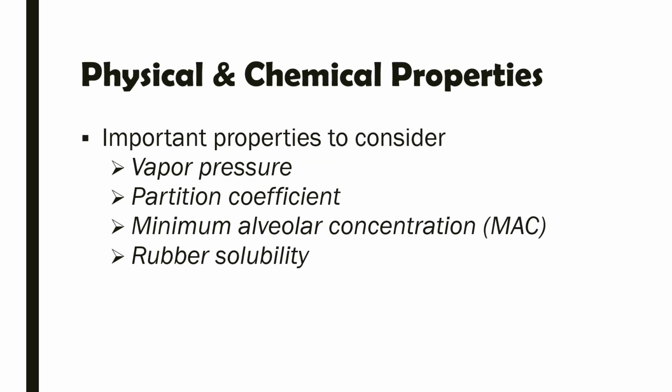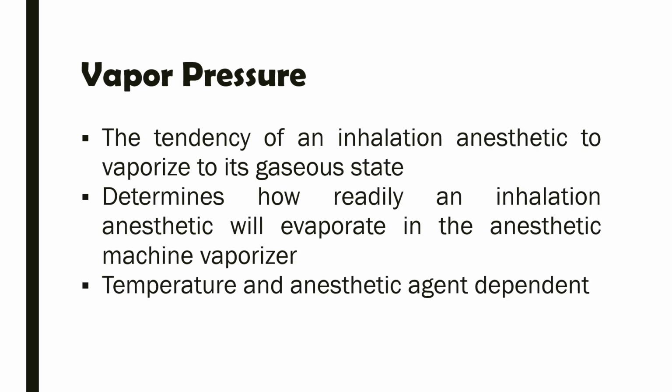The important properties of the inhalant anesthetics that we must consider are, first, the vapor pressure. We also have the partition coefficient, the MAC, minimum alveolar concentration, and the rubber solubility. First property, we have the vapor pressure. When we say vapor pressure of the inhalant anesthetic, this refers to the tendency of the inhalation anesthetic to vaporize to its gaseous state. It also determines how readily an inhalation anesthetic will evaporate in the anesthetic machine vaporizer.